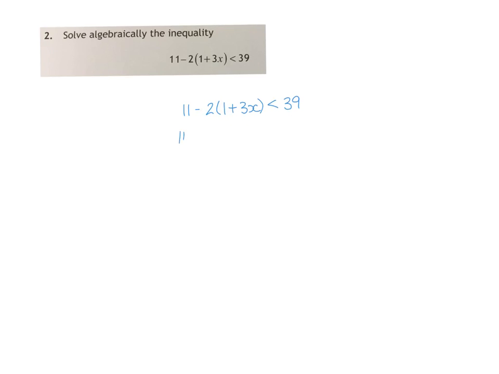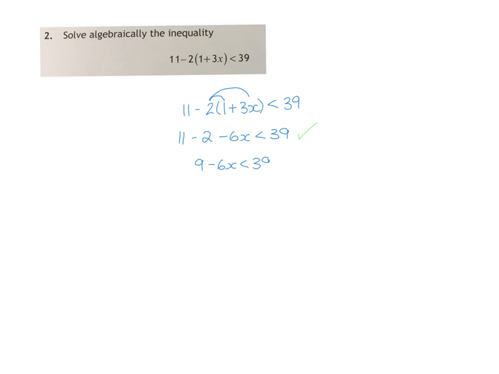So the 11 take away 2 times the 1 gives us 2. And then here, because it's minus 2, it's minus 2 times 3x, so we get minus 6x. It's less than 39. Okay? And that is your first mark for this question, having multiplied out your bracket correctly. Okay, so we look at this. We've got 11 take away 2, so we've got 9 minus 6x is less than 39, because we've collected those numbers together.